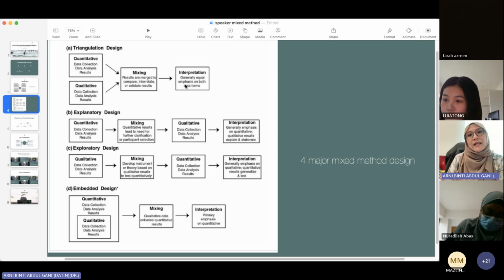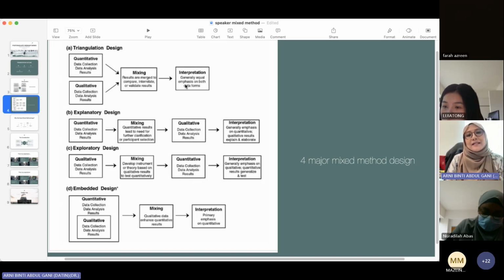And generally for explanatory design, the discussion or the major component is actually the quantitative results. Qualitative was there to explain and elaborate. And then the third one is exploratory. So it's vice versa from explanatory. Exploratory is where you begin with qualitative. You collect your data, you analyze, you come with the results.